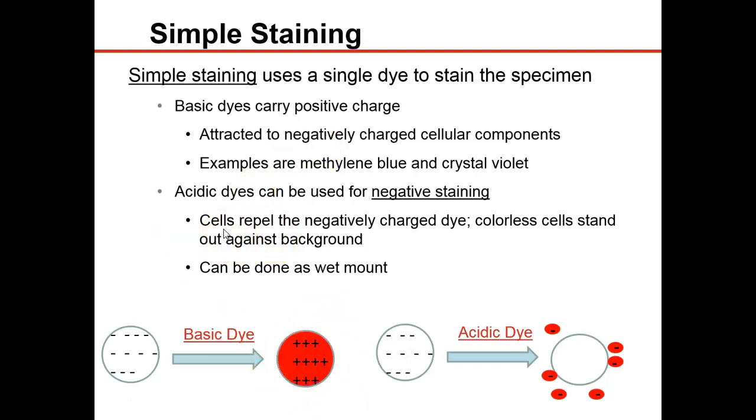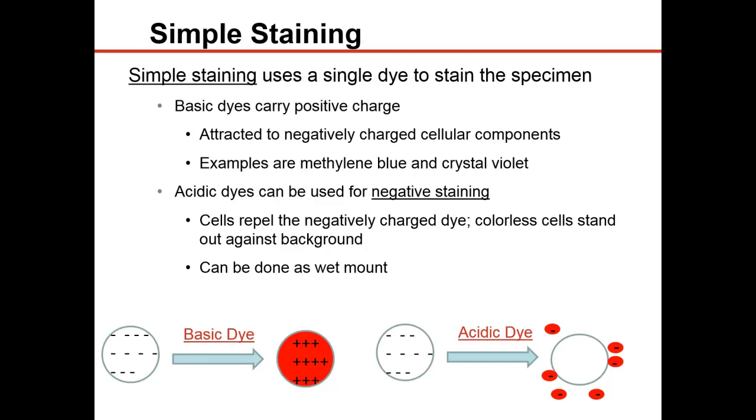If we want to stain the background instead, then we use an acidic dye. Acidic dyes are used in negative staining. The example of an acidic dye that I always like to use is called nigrosin. It's a very easily used dye. But in this stain technique, we don't fix our cells first.